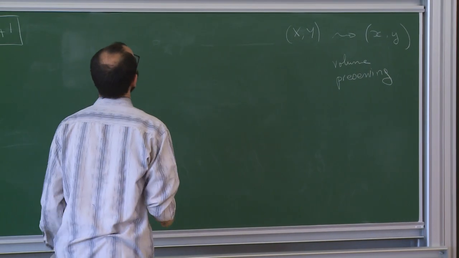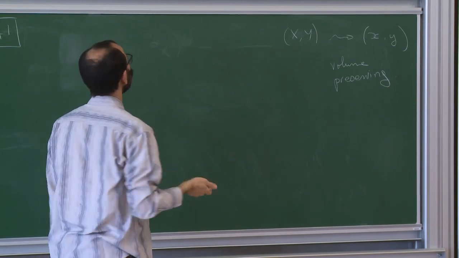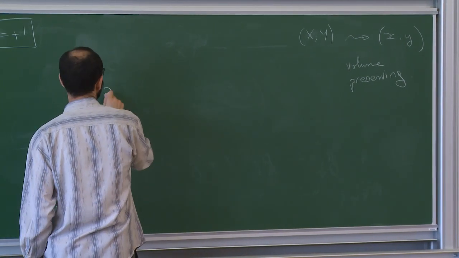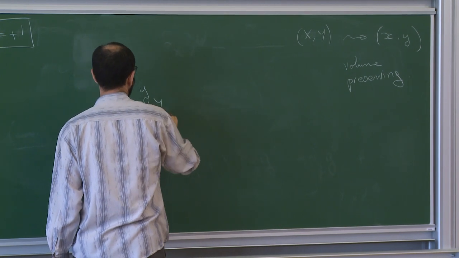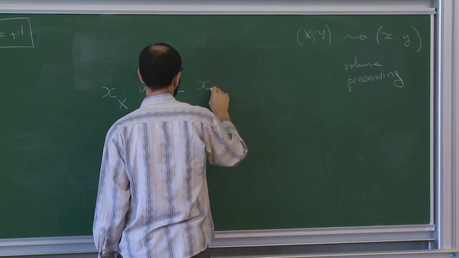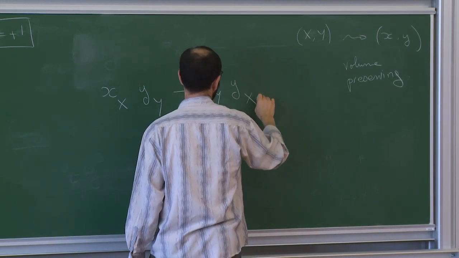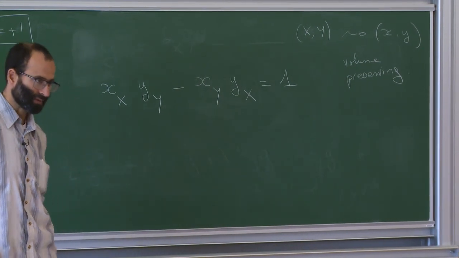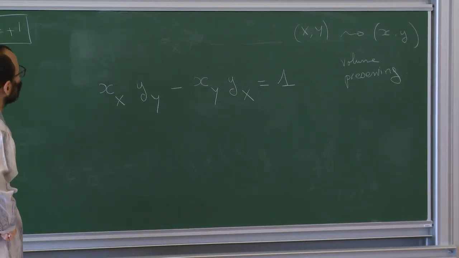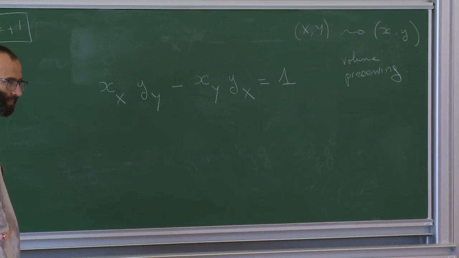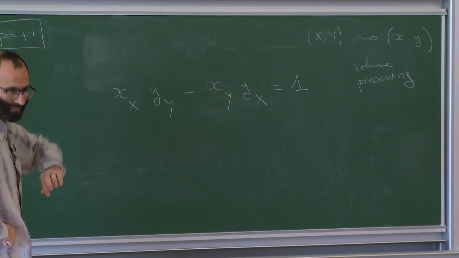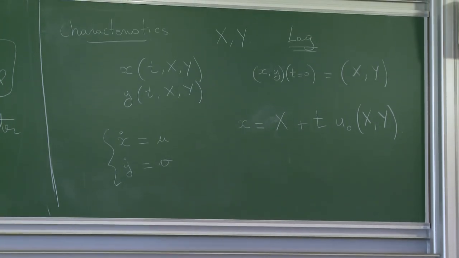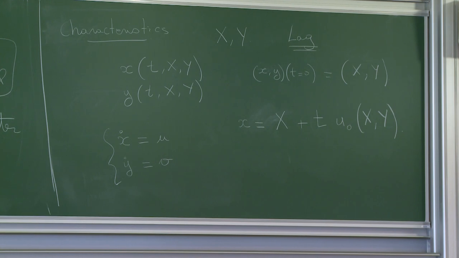So then how do I determine small y? I don't need to solve the equation. All I will say is that the determinant should be 1. So the determinant is 1, so it means that x_X y_Y minus x_Y y_X equals 1. That's the equation that we get now on y. This is really the idea. Because otherwise, if you want to solve y dot equal v, it's a nightmare. You cannot.